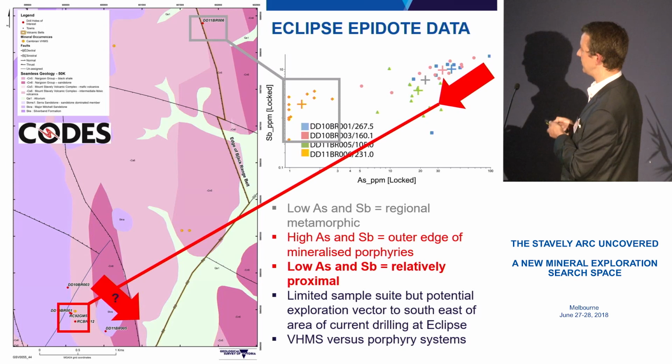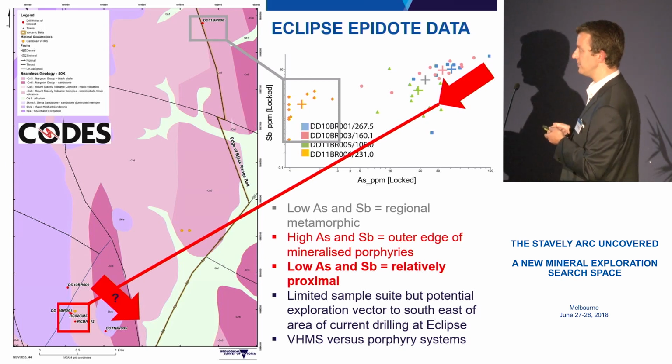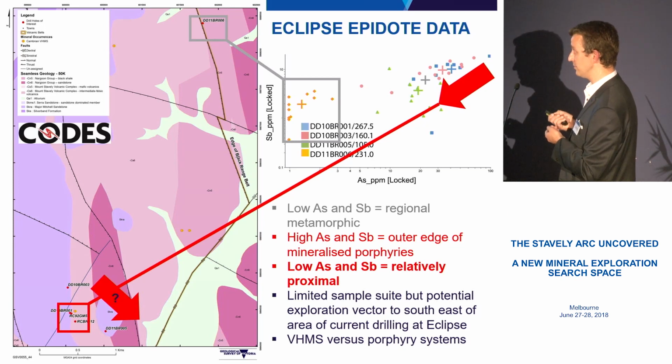So potentially using the spatial distribution of those samples, this is an exploration vector at Eclipse to the southeast, where there's been no drilling to actually prove this concept. One thing we should note though, that this is a relatively small sample suite, only 4 samples, but it shows a potential exploration vector nonetheless.